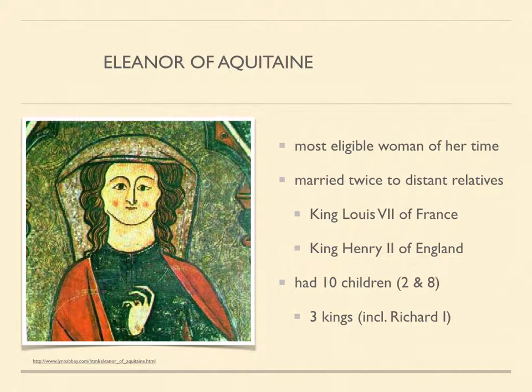Now, there are some other interesting things about Eleanor of Aquitaine. She actually accompanied her husband, Louis VII, on the Second Crusade. And when she was married to King Henry II, she plotted against the king along with one of her sons. For that, she was thrown in jail, and she was released only after the king's death.